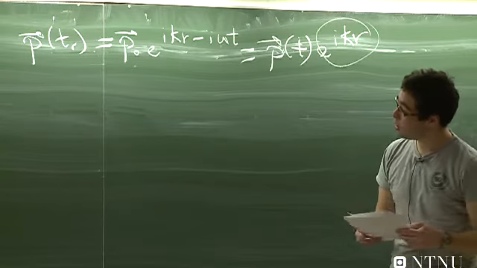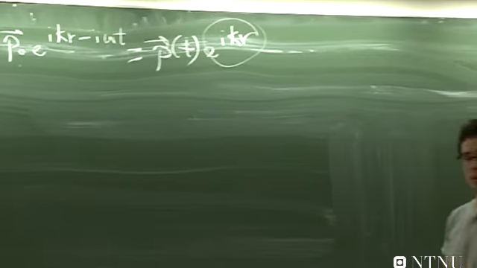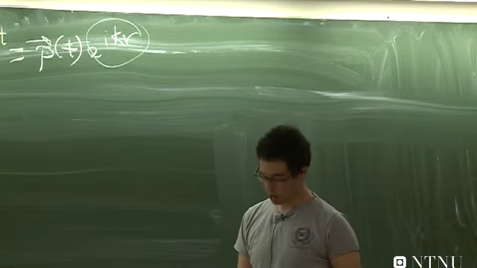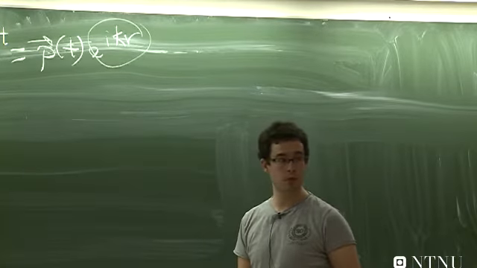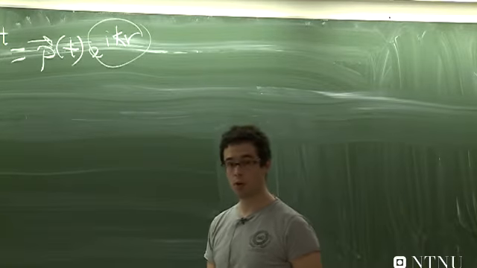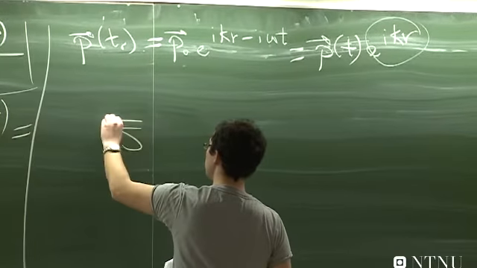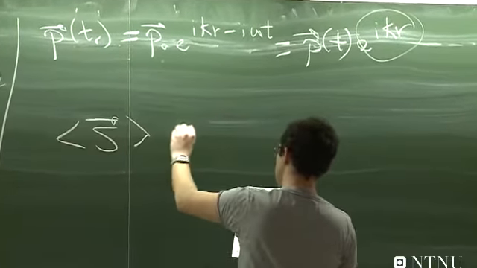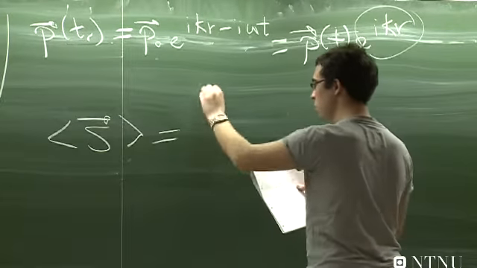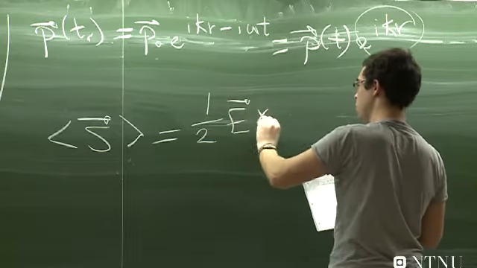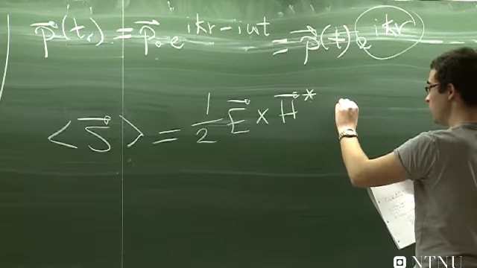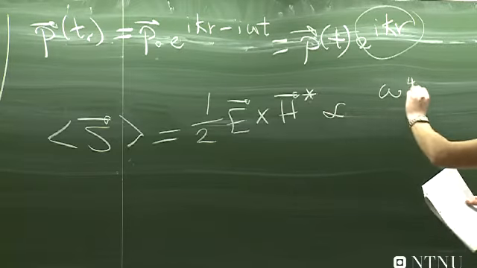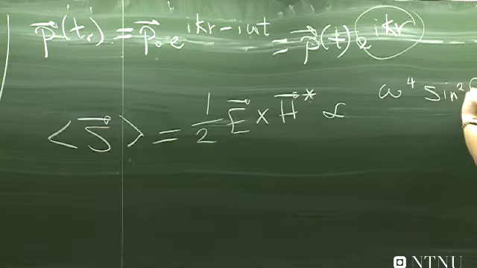Okay, so now we know the scalar potential, we know the vector potential. We can easily determine the electric and magnetic fields from the standard approach. I won't do that now, but I'll save that for when we look at the general source distribution. Instead, I'm just going to quote the Poynting vector. So S time averaged, the brackets mean time averaged as before, is equal to 1/2 E cross H star, where the star means complex conjugation, so i goes to minus i. This is proportional to the factor omega to the power 4 sine squared theta over r squared, and it's pointing in r hat.